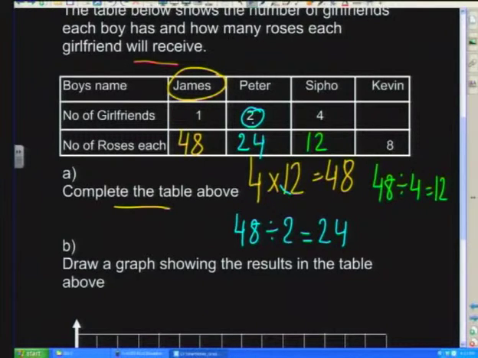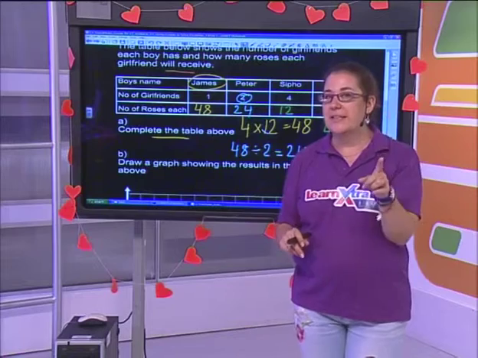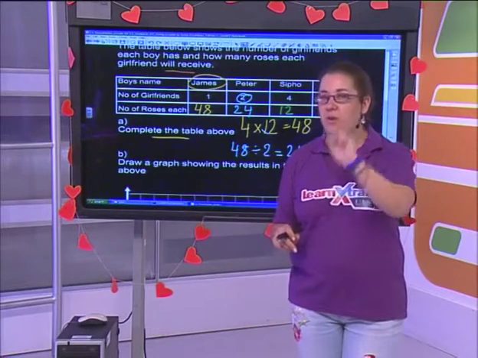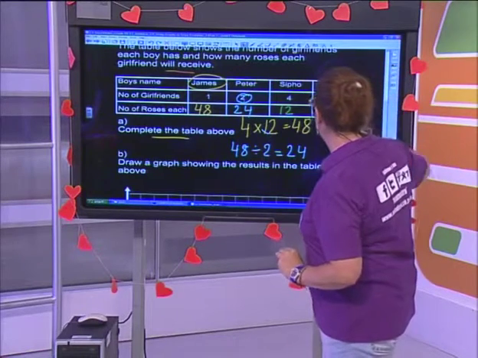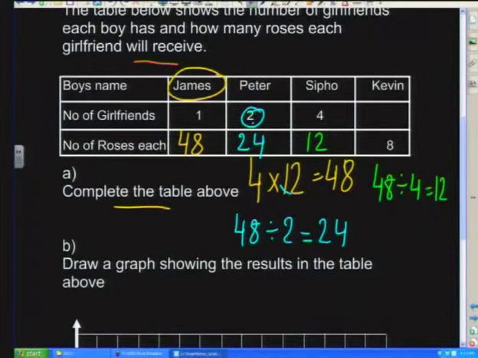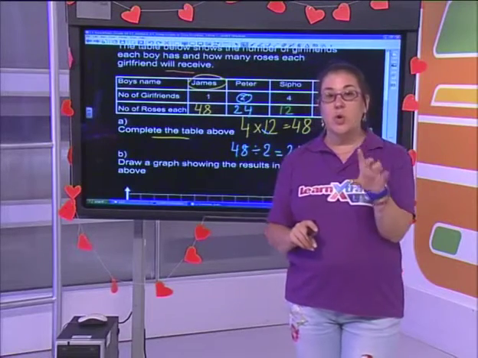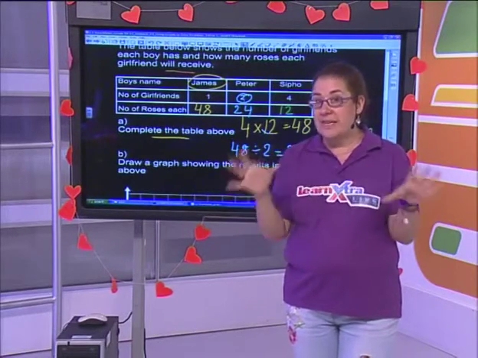And finally, we've got Kevin. Kevin gives each girlfriend 8 roses. Now, the question is, how many girlfriends has Kevin got? And he's definitely quite a player. So, let's do Kevin above. We'll change our color here. What color haven't we used? Orange. So, Kevin's got 48 roses. Each girlfriend receives 8, and so he had 6 girlfriends. Now, I think we've done our table.